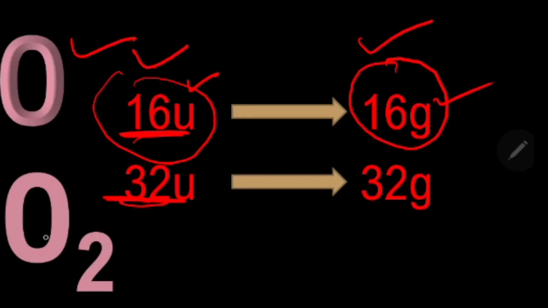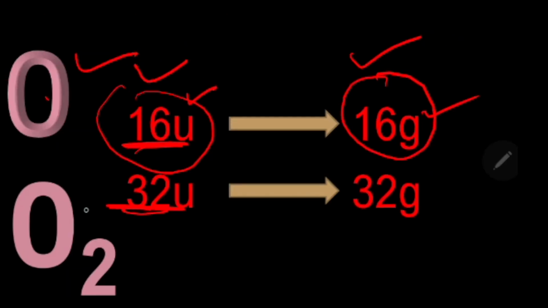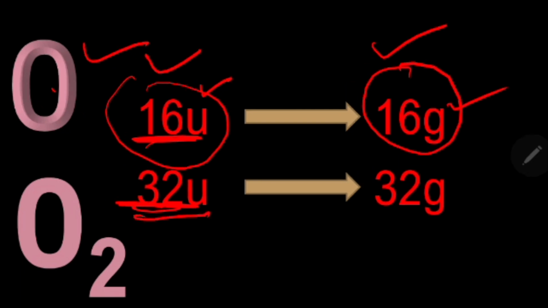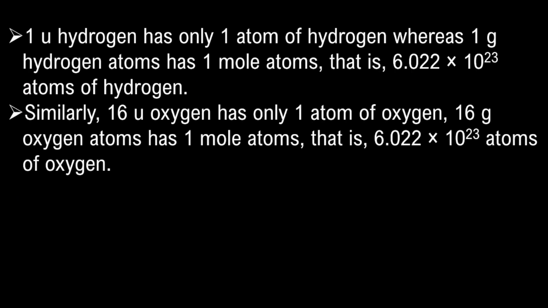Let's take another example, O2. O is an atom, O2 is a molecule. The mass of one oxygen molecule is 32 u. But the mass of 1 mole of oxygen molecules, that means 6.022 × 10^23 oxygen molecules, is 32 grams. The numerical value is the same, the only difference is that for one atom you use atomic mass units, and for 1 mole you use grams. Let's understand that with one more example.